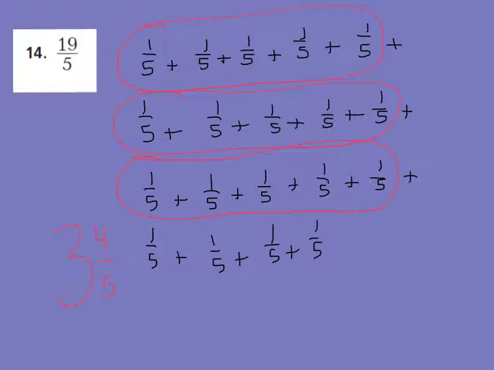4/5. And I can check it. 5 times 3 is 15, plus 4 more is 19, or 19 divided by 5. 5 goes into 19, 3 whole times, and there would be 4 left over as the remainder.